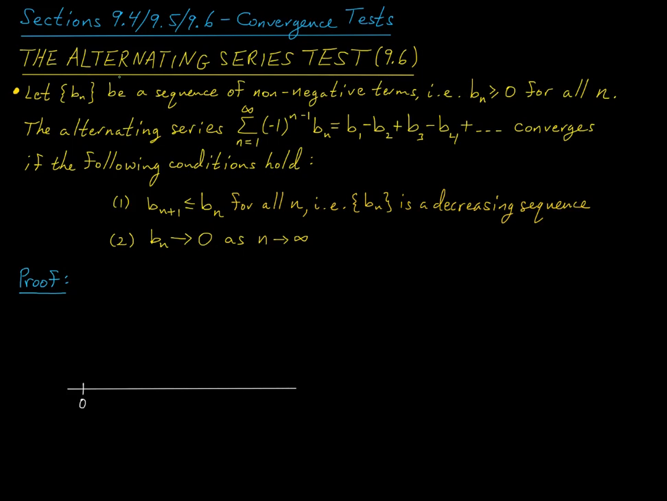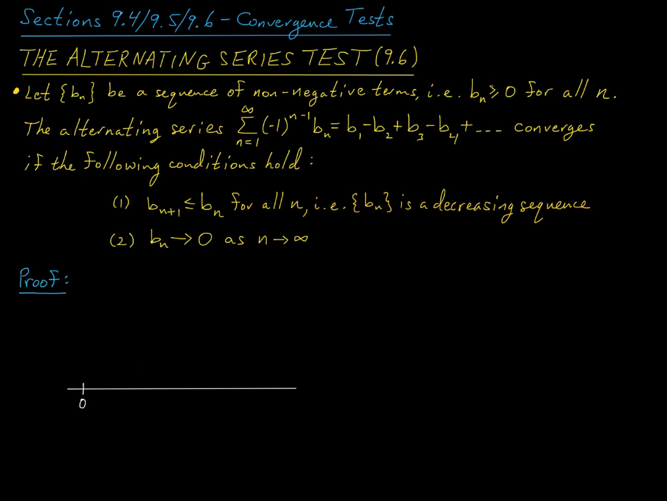Alright, in this video we're going to first prove the alternating series test, and then from this proof, as a direct consequence of our argument, we'll have proven what's known as the alternating series estimation theorem. Alright, so let's start with the proof. As we'll see, it is nice and visual. You can see this number line here where I've marked off 0.